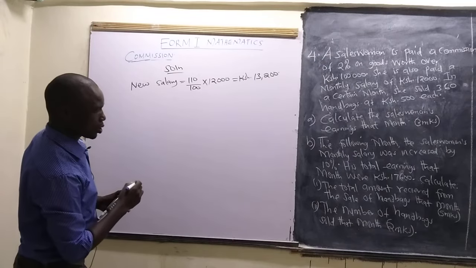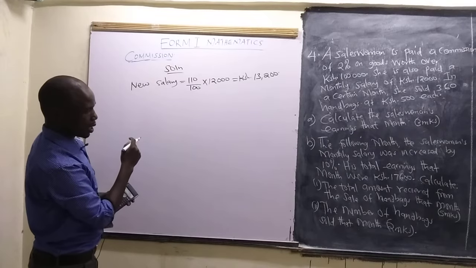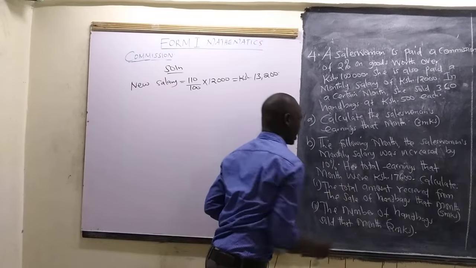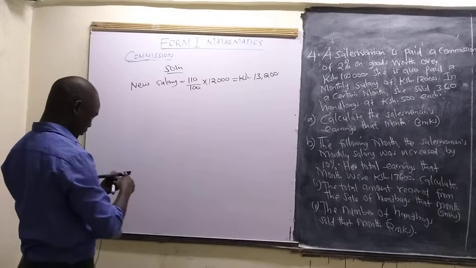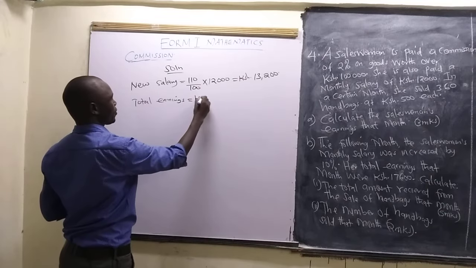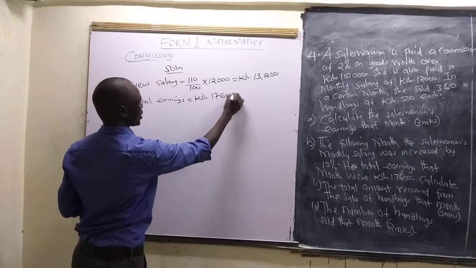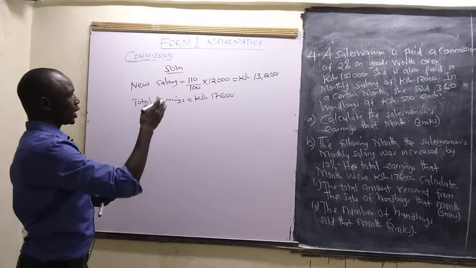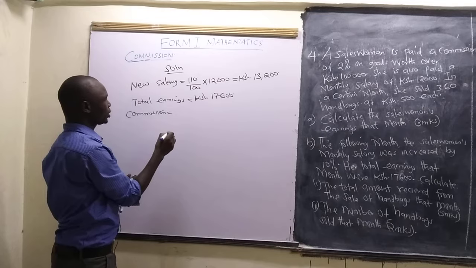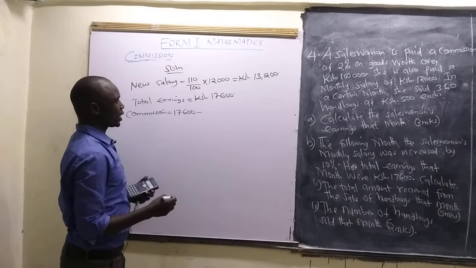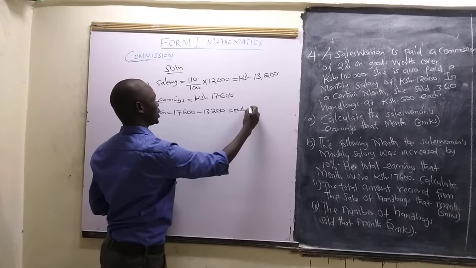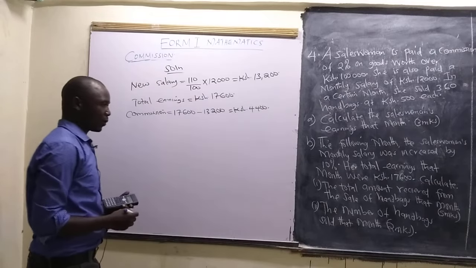Then we are given her total earnings. Since we are talking about the sales lady, her total earnings were 17,600. So once we have total earnings and our basic salary, automatically what is missing is commission. So we calculate commission straight away. To get commission, we take the total earnings, which is 17,600. We minus the basic salary of 13,200, and this one is going to translate to Kenya shillings 4,400. That is our commission.